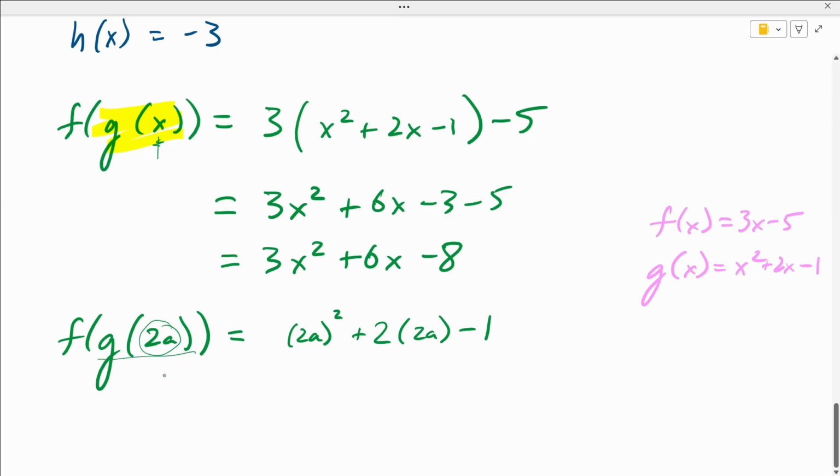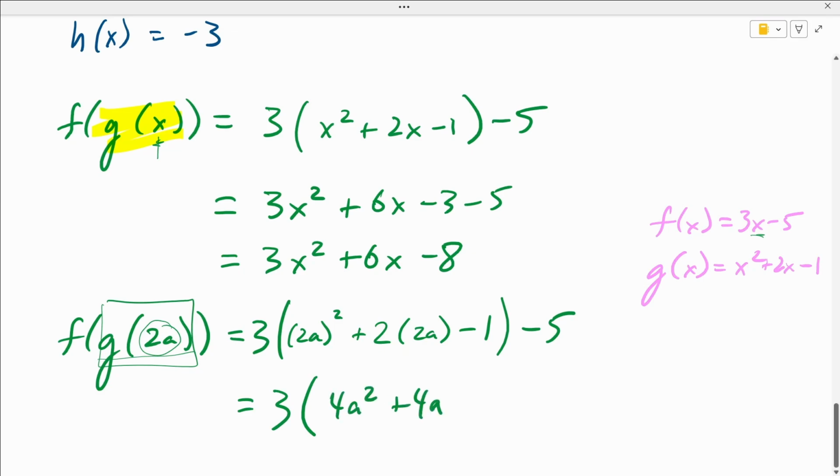That's g of 2a. But this output is the input to f. So now this is what's going to have to be multiplied by 3 and then 5 subtracted from it. So 3 times this whole thing minus 5. That's 3 onto 4a squared plus 4a minus 1 minus 5.